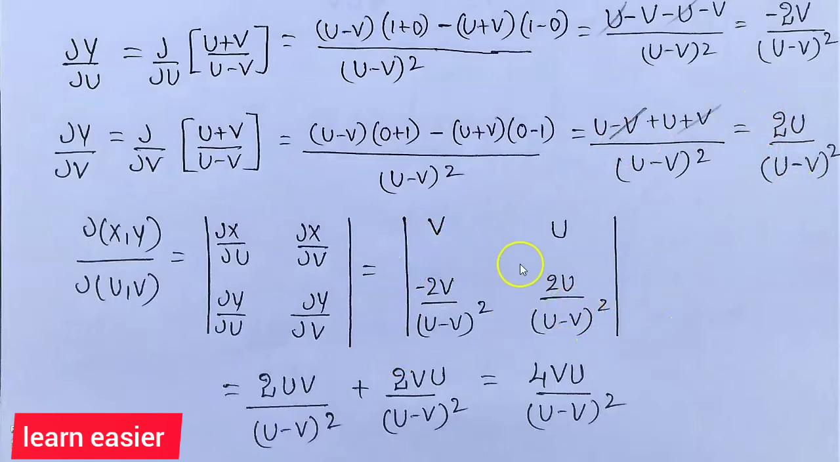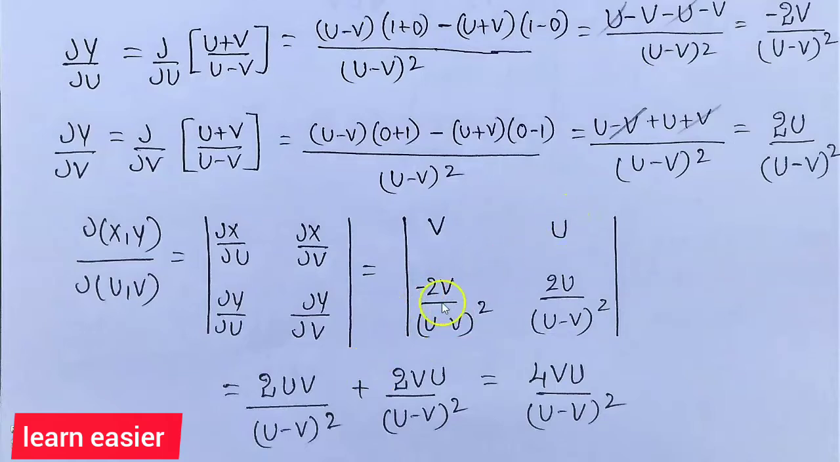So we have to find out the determinant of these partial derivatives. So what is determinant is AD minus BC. So v into 2u by u minus v square is what? 2uv by u minus v whole square. And next here is for AD minus BC. So here also minus here. So minus into minus we got plus here because we have AD minus BC. So minus into here also minus. So minus into minus becomes plus.